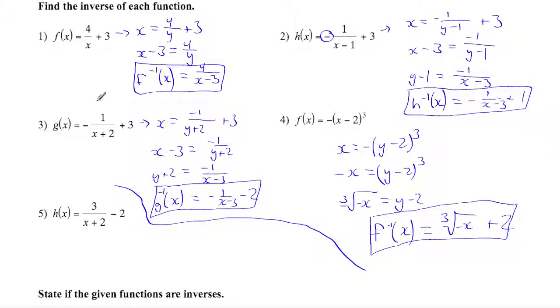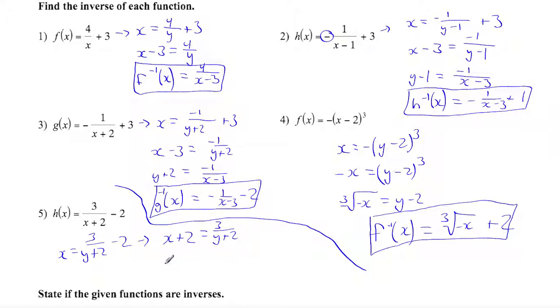All right, finally, number 5 looks very similar to numbers 2 and 3. So first off, I'm going to say h of x is y, and then switch the variables. This is going to give me x is equal to 3 over y plus 2 minus 2. I'll work horizontally here because I'm running out of room. So this is going to give me x plus 2 is equal to 3 over y plus 2.